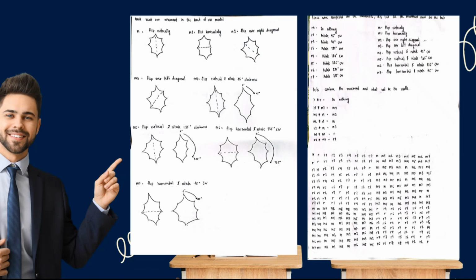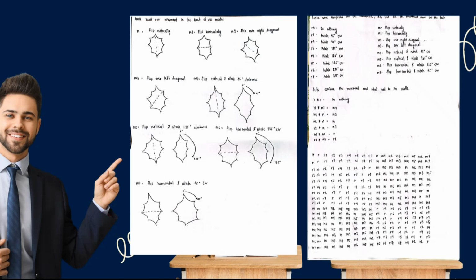And next, our movement M, which is flip vertically, M1 flip horizontally, M2 flip over right diagonal, M3 flip over left diagonal, M4 flip vertical and rotate 45 degrees clockwise, M5 flip vertical and rotate 135 clockwise, M6 flip horizontal and rotate 135 degrees clockwise, M7 flip horizontal and rotate 45 degrees clockwise.